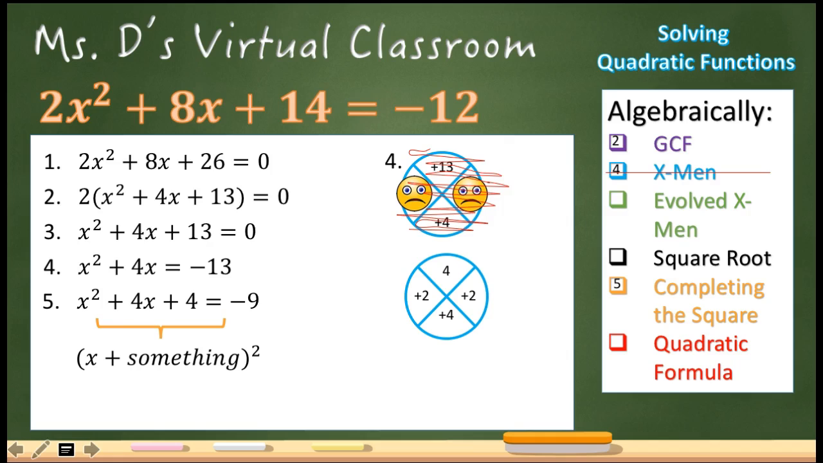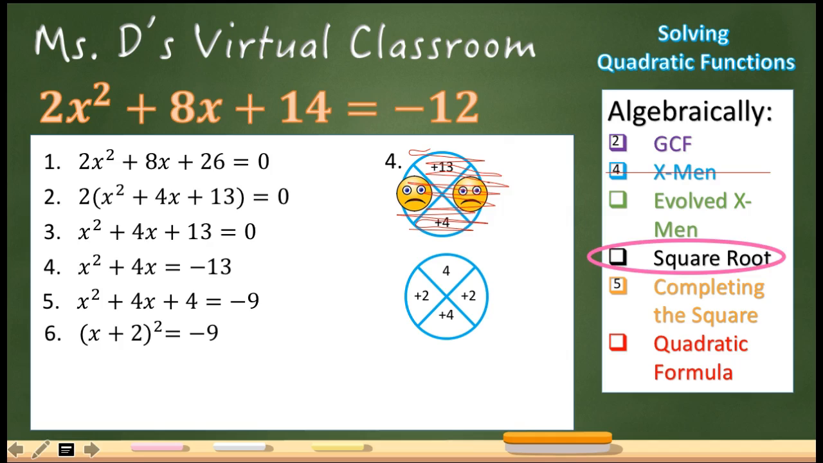Although we have completed the square, we're not done yet. We still have to factor it and solve it. So factoring x squared plus 4x plus 4 to be x plus something squared, our something is the factors, 2. So we have x plus 2 squared. Rewriting the equation, we get x plus 2 squared is equal to negative 9. Now we can use the square root method.